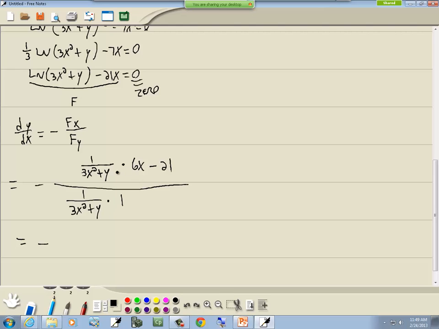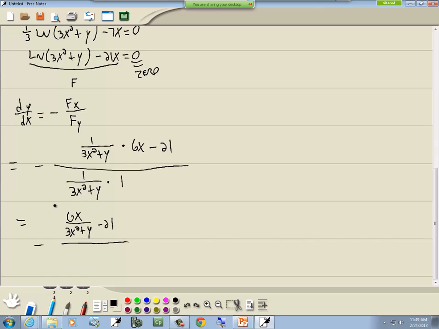So that's going to give us 6x over 3x squared plus y, minus 21, over 1 over 3x squared plus y. Why do I keep putting that negative up on top? Okay, let me double check that. Partial of that with respect to x, 6x minus 21. Yeah, it looks good.